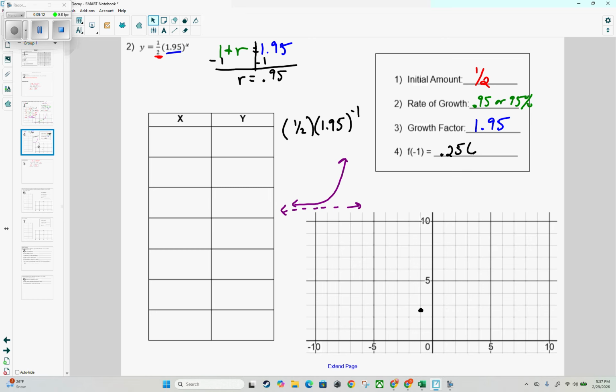All right, and I want you to notice this is going to go a little bit different than you think it should, because even though it's a growth factor, that initial starting at 1/2 is going to cause a little bit of an issue.